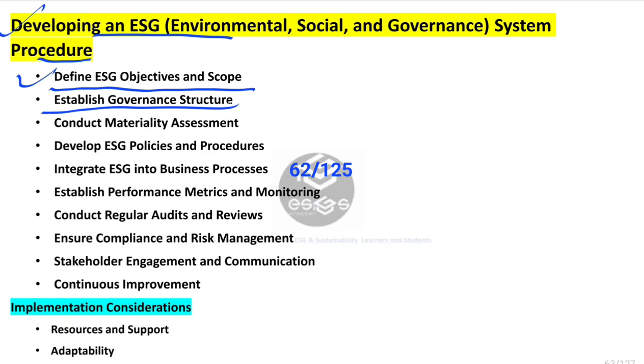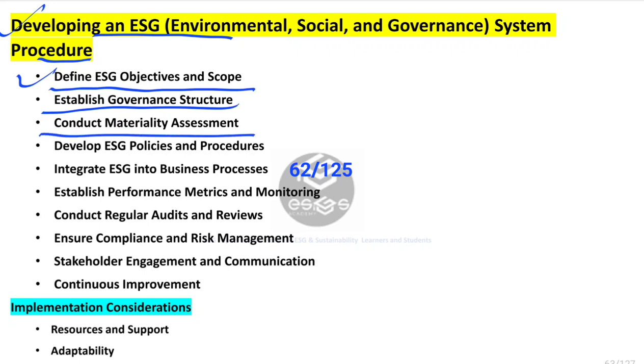We establish the governance structure in the next step. We set up the ESG committee or responsible officers, identify the leadership responsible for overseeing ESG initiatives, setting the priorities and ensuring accountability. Also, for the roles and responsibilities, we need to define the roles and responsibilities for implementing ESG policies, procedures and initiatives across different departments and levels of the organization.